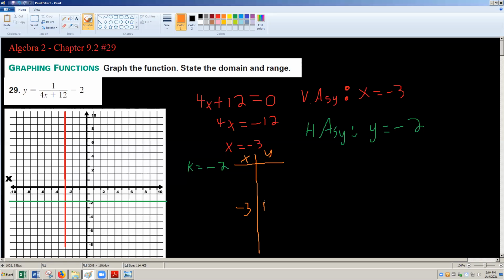And then what spits out? Nothing. We cannot evaluate that point. It does not exist. DNE. And then I want to go 2 units to the left, so I'll do negative 4 and negative 5. And I'll also do 2 units to the right, negative 2 and negative 1. And I'm going to plug these values in. If you want to do this on your calculator, or use a table in Desmos, that's fine to shortcut the math a little bit.